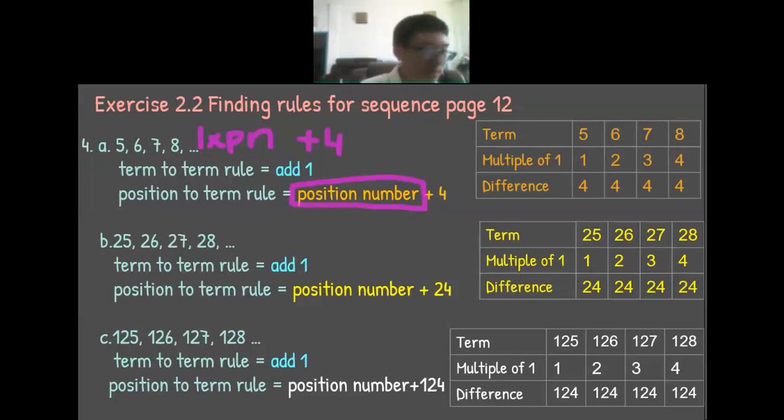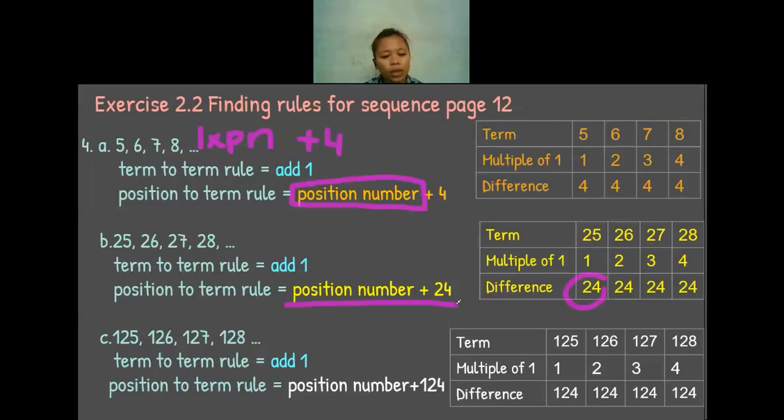I will move to question B. Here, we already have the sequence, so I will just find the term to term rule first and then make it in the table. From the table, I get that the difference is 24. So it will be position number plus 24, or you can write it as 1 times position number plus 24. It's also correct. Is there anyone who is confused so far?